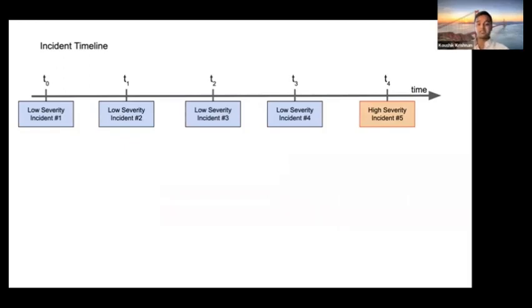Consider this incident timeline. Like I said, we have these low severity alerts. These will generally fire a lot more frequently than our high severity incidents. So in this case, we're going to have like 4 low severity incidents, and then we'll have a high severity incident. Now, what we want is to be able to leverage the automated investigations made in those low severity incidents to help us investigate the high severity incident. We want to use the noise to our advantage.